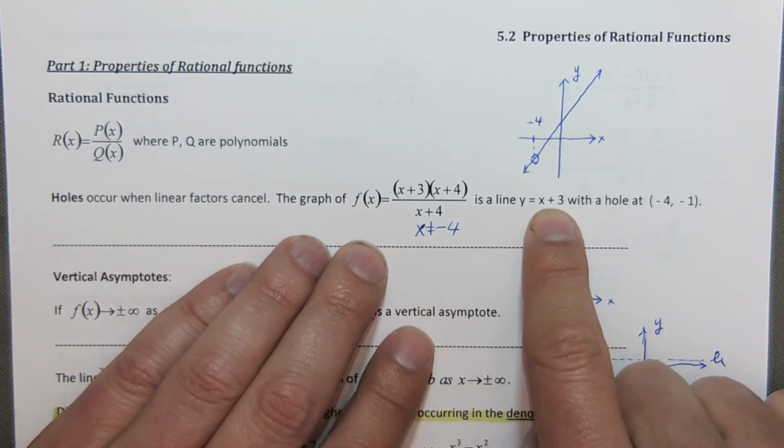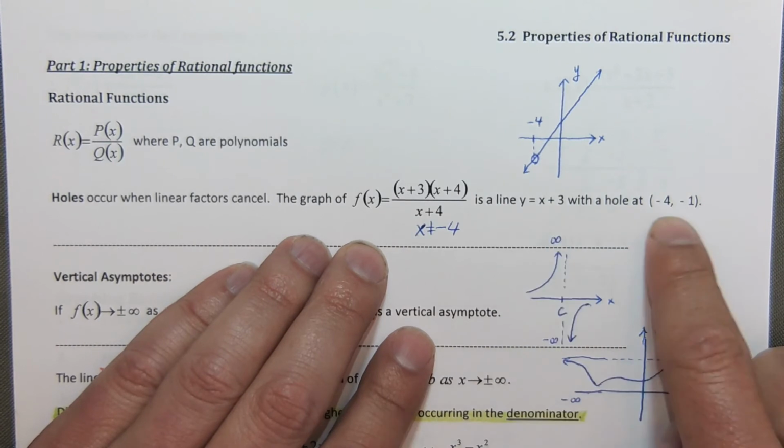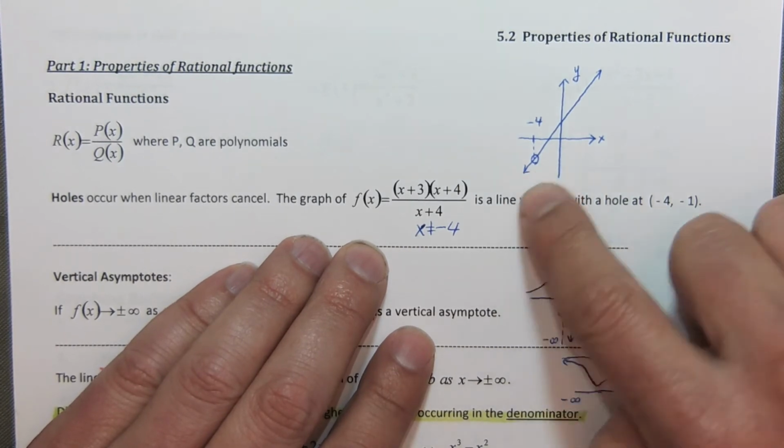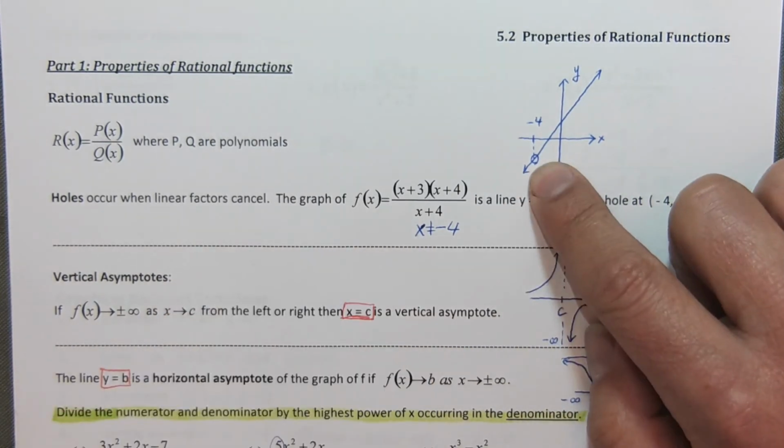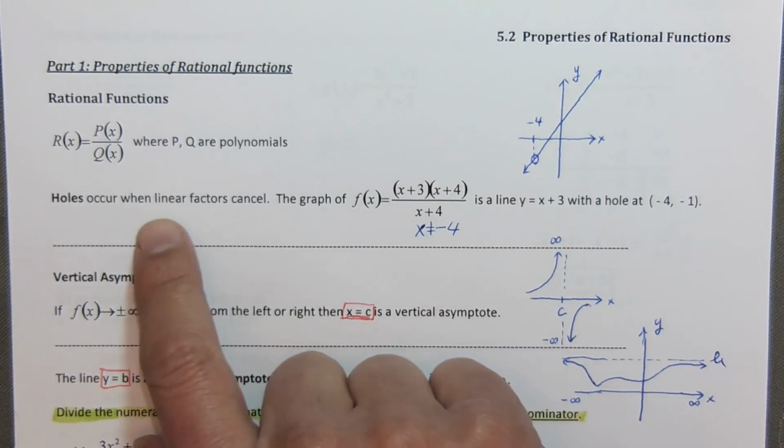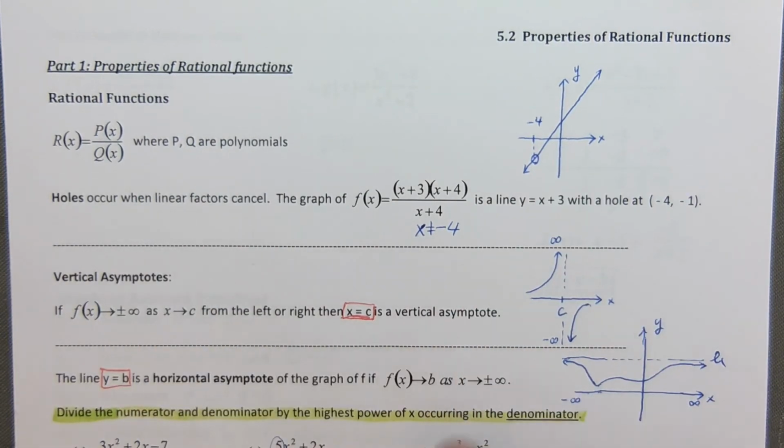So when you plug in -4 here, you get y equals -1. So at this point, when you draw the graph, although it's a straight line, right there we have a hole. Once again, the holes only occur when something reduces out.